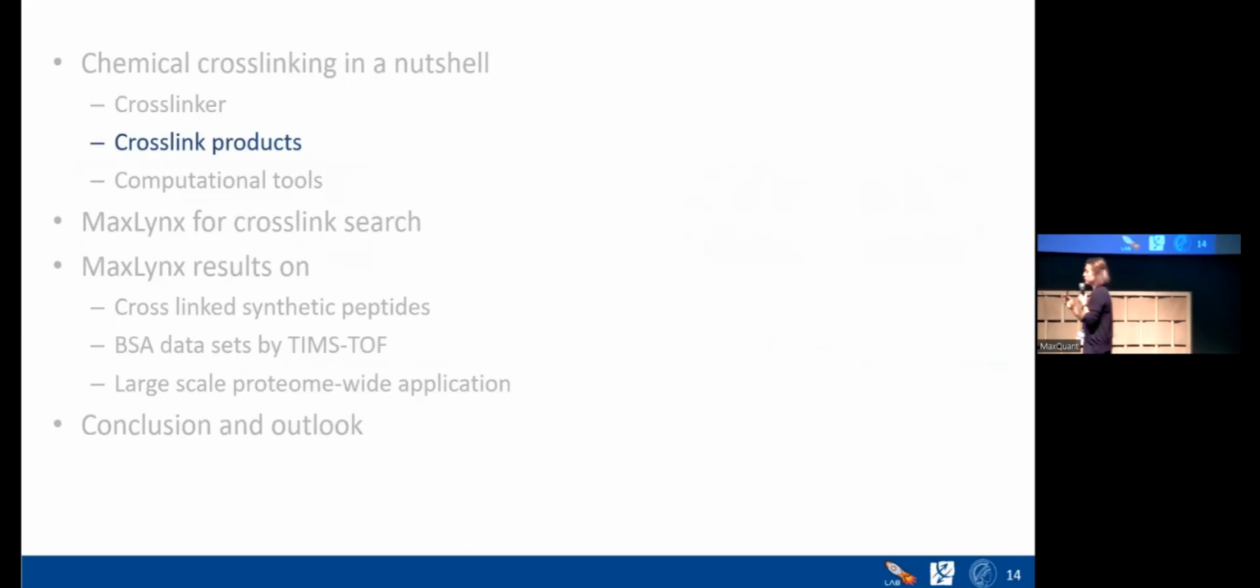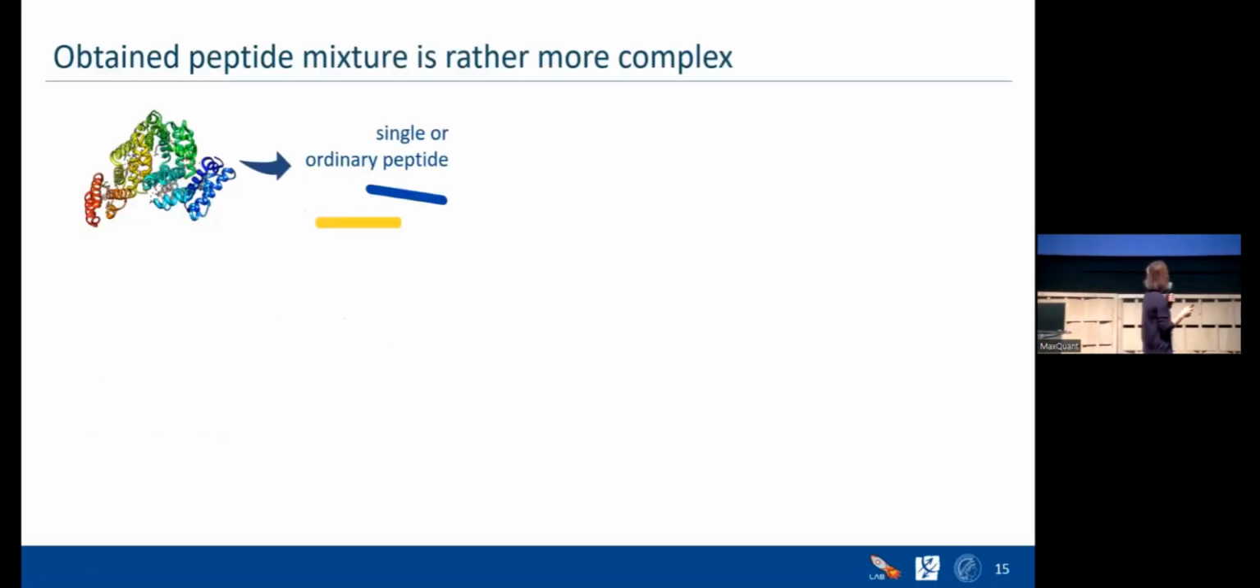Okay, now we know about the crosslinkers. We have the crosslinkers, they have different functionality, different length, and different MS capabilities. Now let's talk about the crosslink products.